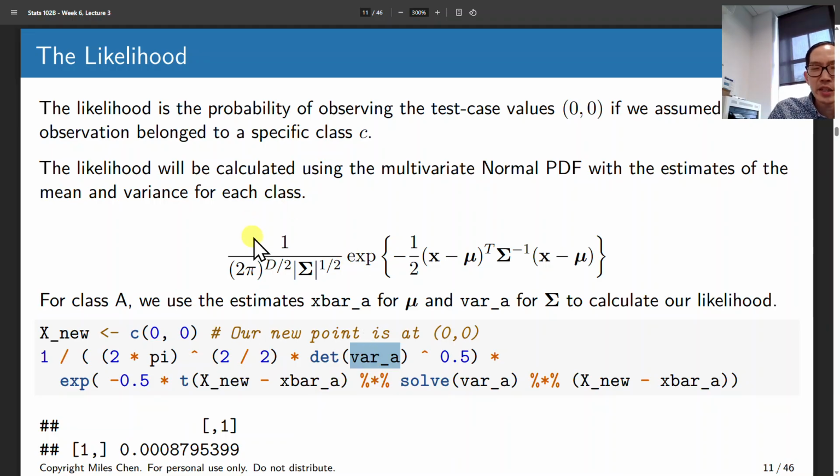So for our likelihood, we can plug in our estimated x bar and our estimated variance matrix. I could use the actual multivariate normal PDF, which is this complicated thing: 1 over (2 pi) to the d over 2 times the determinant of the variance raised to the 1/2, times e to the negative 1/2 times (x minus the mean) transpose times the inverse of the variance times (x minus the mean). And we get this number. Now this is kind of a pain to type in, but my number is 0.000879.